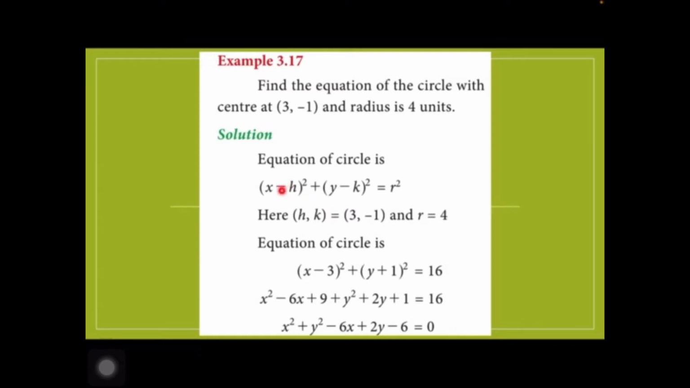In the given equation, you have to substitute the values and bring it into an algebraic expression. So, x minus 3 the whole square plus y plus 1 the whole square is equal to 16. Using the a minus b the whole square formula and the a plus b the whole square formula, you have to expand that and add the like terms, and this is the equation of the circle.